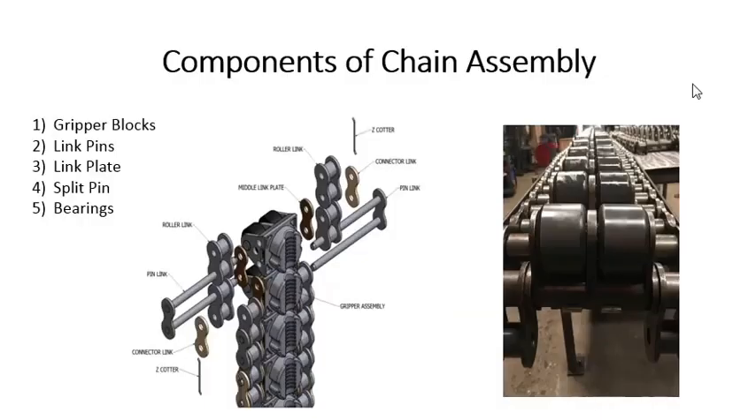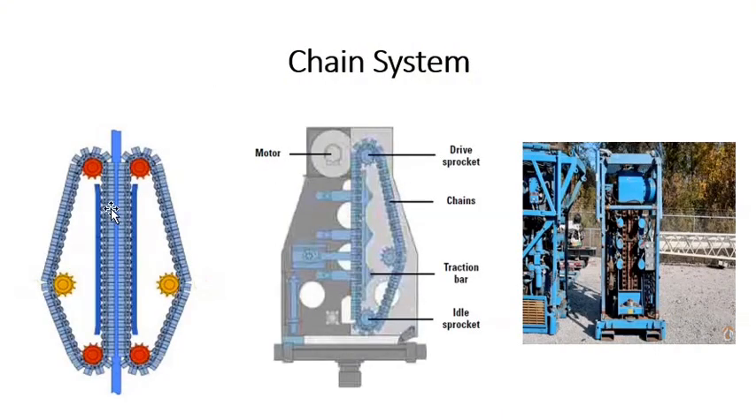So first of all, let's see the major parts of coil tubing chain. Typical chain assembly is composed of these 5 parts. The first one is the gripper block, then the link pins, link plate, split pin and the bearings. These gripper blocks, as the name indicates, grip the coil tubing pipe and then inject this pipe into the well bore. As we can see over here in this slide, these are the gripper blocks. When two opposite chains run in with the help of this hydraulic motor, and with the help of this gripper block, coil tubing pipe is gripped, mean hold by these chains, and then it is moved into the well bore.